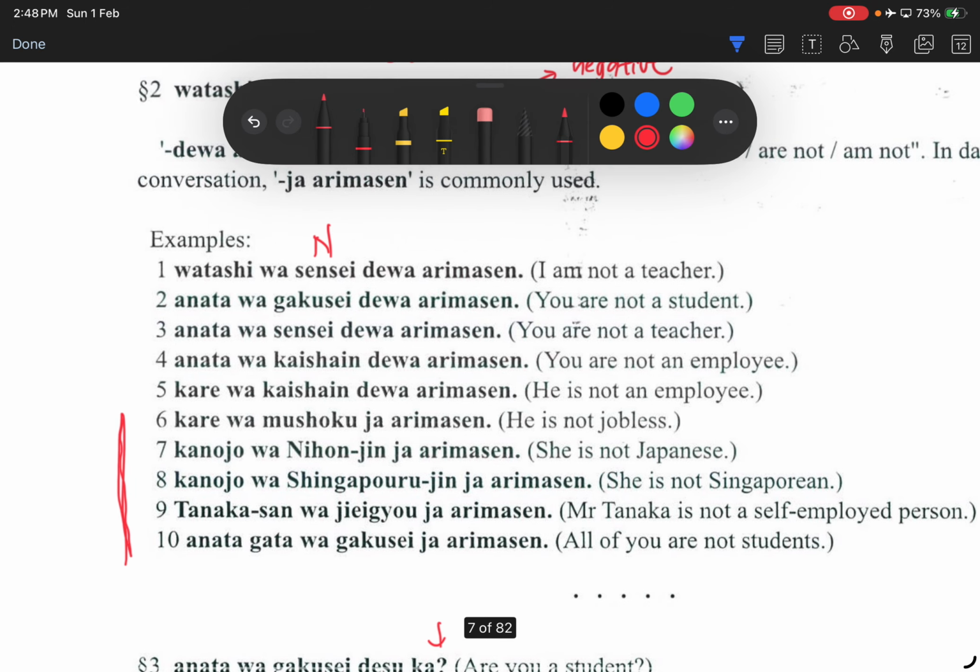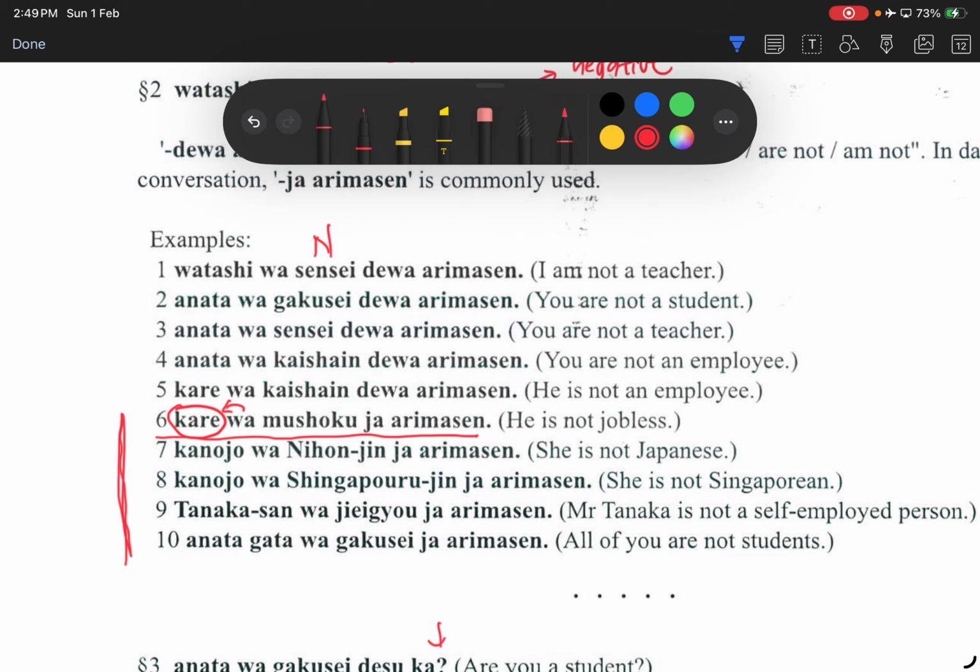Alright, so we can look at some examples. For example, number 6. Kare wa mushoku ja arimasen. So mushoku means jobless. So the status of him is jobless. So kare is my subject, right? How do I know the subject? Because of the wa. The wa tells me that the person in front of it will be the main character in this sentence, the main topic. So mushoku is his status, his title. So mushoku means jobless.